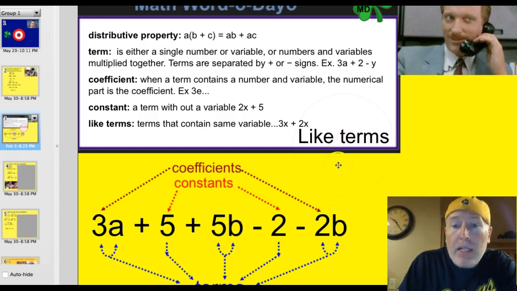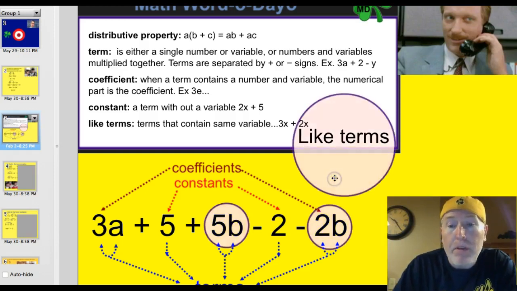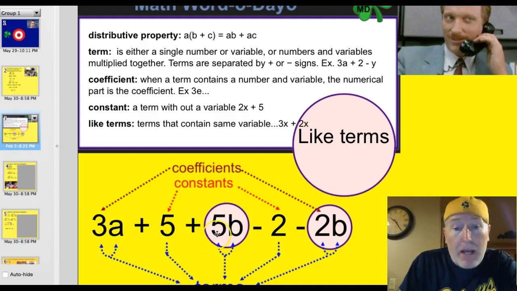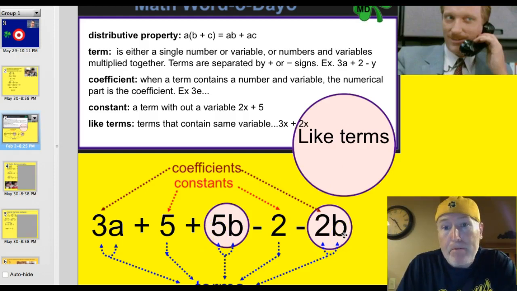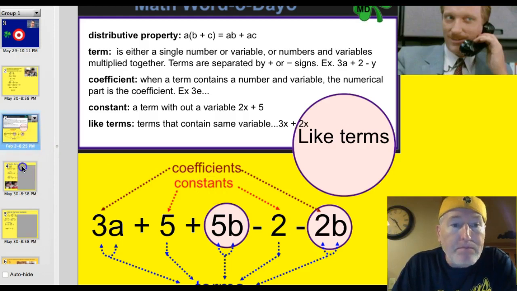The only one I've forgotten is like terms. Can you identify the like terms in that expression? There they are. You could combine those. You've got a positive 5b and a minus 2b. That's really the same as 3b. Okay? Too bad it's not 2b or not 2b. That's lame. All right, let's keep moving.